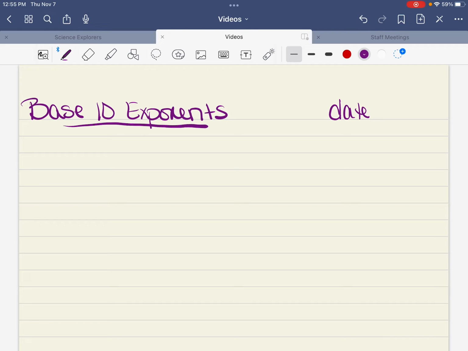What I need you to do is go ahead and find the next available page in your notebook and title this base 10 exponents and put the date. Go ahead and pause here until you do this.